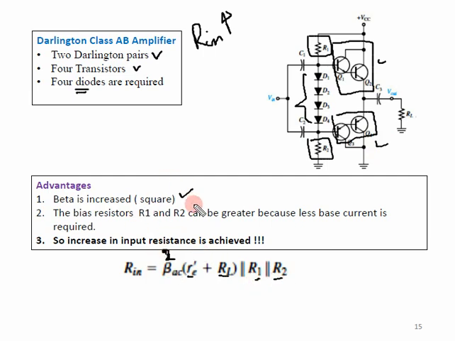So beta is increased, and the base resistances are increased, because for the Darlington we need a lesser current, so you should increase the resistor values to get a lesser current. So the input resistance as a whole would increase. This beta increases by a square, as you can see over here. So it means R in gets increased.